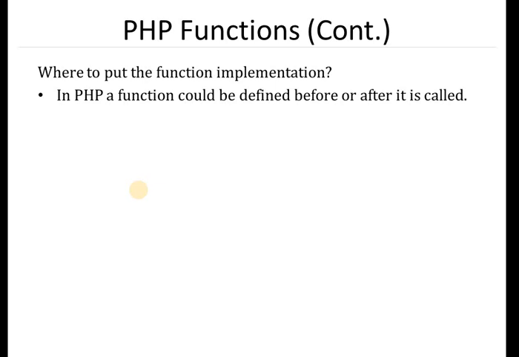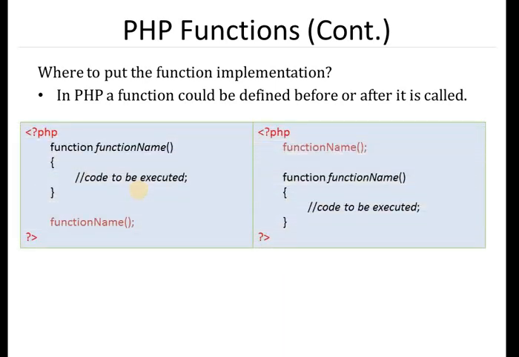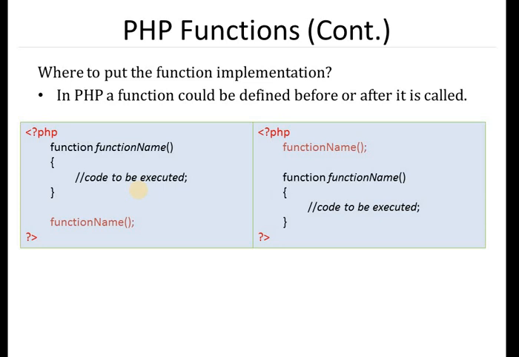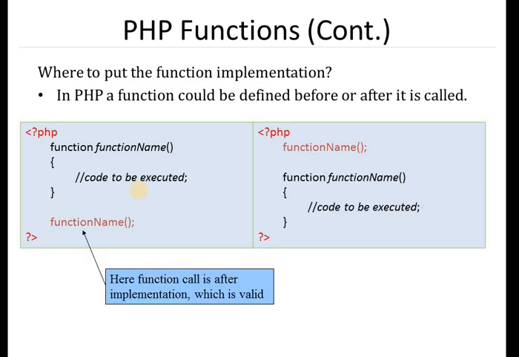Now where to put the function implementation? So the answer is, a PHP function could be defined before or after it is called. So over here you can see that on the left side, first I have defined the function and then called the particular function, whereas on the right side I have called the particular function and after that defined it. Okay, so both ways are correct and valid in PHP. You can go for either way. Okay, define first and then call, or call first and then define.